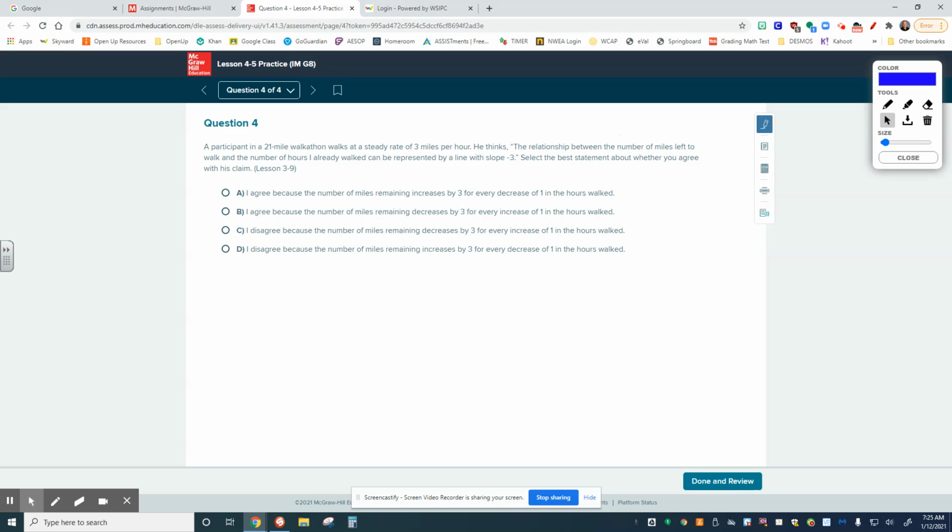I would like for you to pay attention to a couple things. This is a 21-mile walkathon. He's walking at a steady rate of 3 miles per hour. And he thinks that it can be written as a fraction or as a relationship between the number of miles left to the number of hours walked. So we're talking about miles left compared to hours walked.